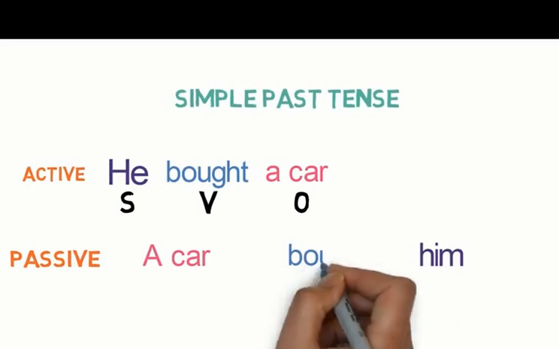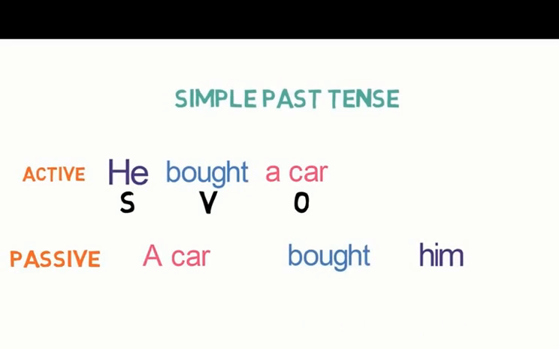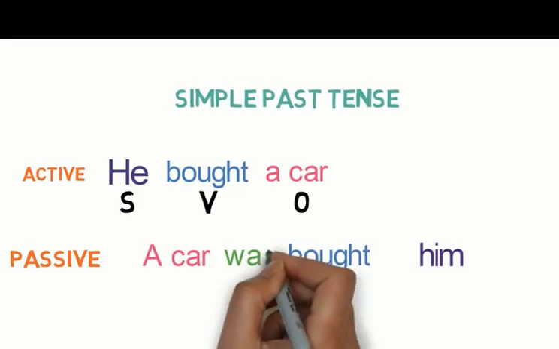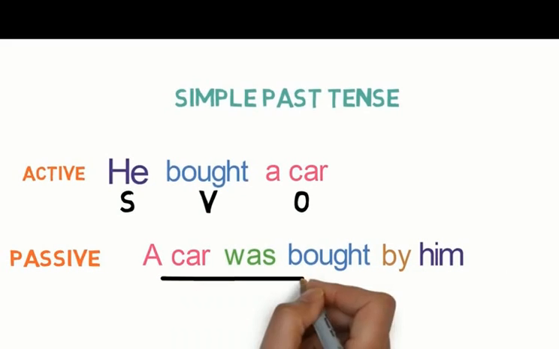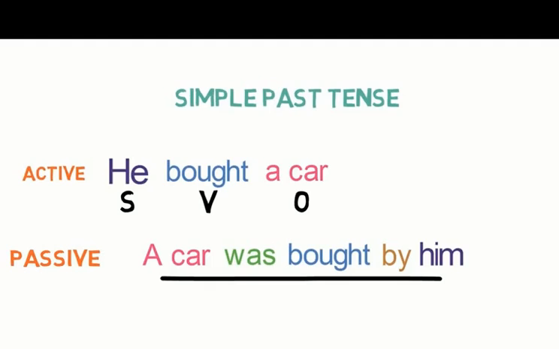Identify the verb, third form verb is bought, and helping verb was. This is simple past tense, so we have to write singular past tense for a car is was, and attach preposition by before the subject. Now the passive voice is, a car was bought by him. Okay.